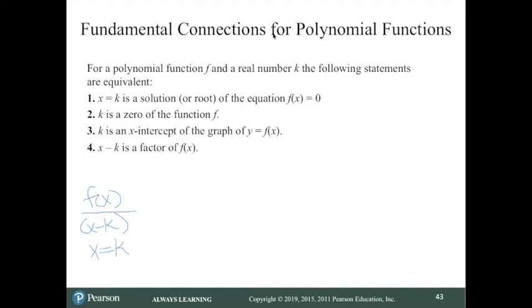So x equals k is a solution or a root or an x-intercept of the equation when f of x equals 0. Okay, k is a 0 of the function f. k is an x-intercept of the graph of y equals f of x. And x minus k is a factor of f of x. All four of those say the same thing. So notice our key terms here: solution, root, 0, x-intercept, and now we're adding to that list factor.